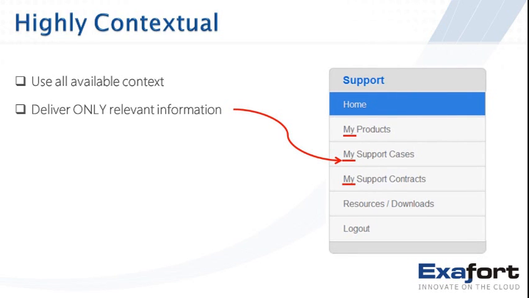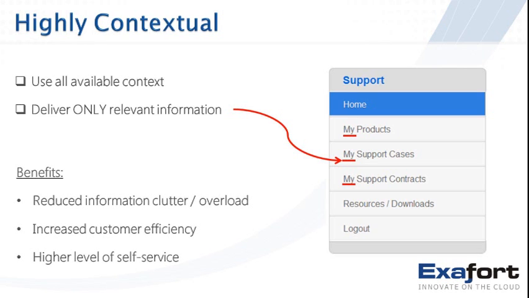For example, in this case here, you can see all the products that the customer owns, the cases that the customer has opened in the past or wants to open new ones, and support contracts. So just very contextual information. The benefit of something like this is that it reduces information overload. Once you make it easy for your customers to get what they need fast, you're increasing their efficiency and making it much more likely that they use self-service instead of picking up the phone and calling you.